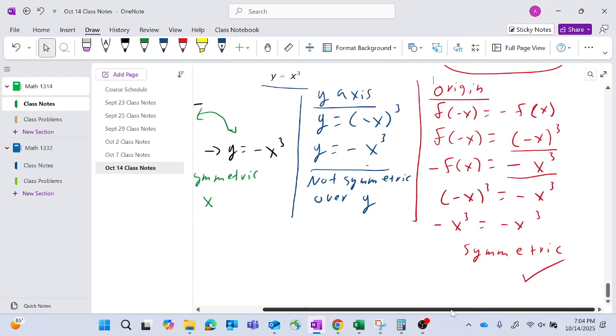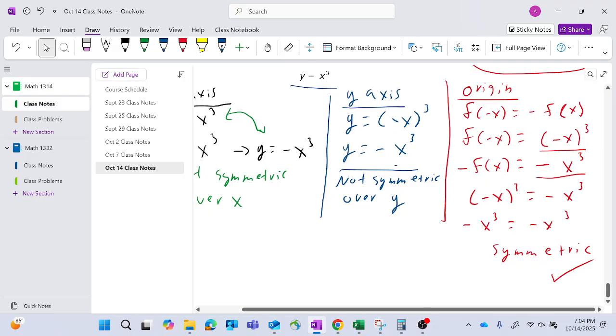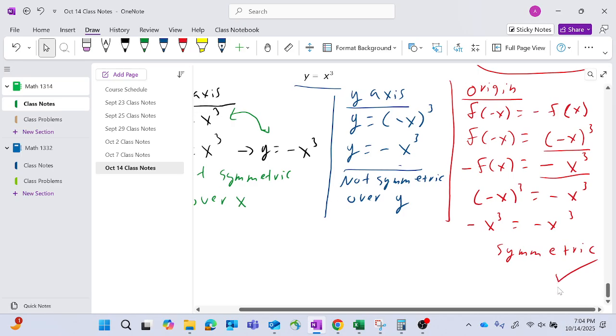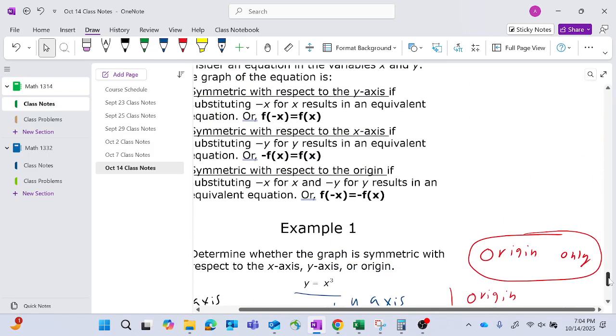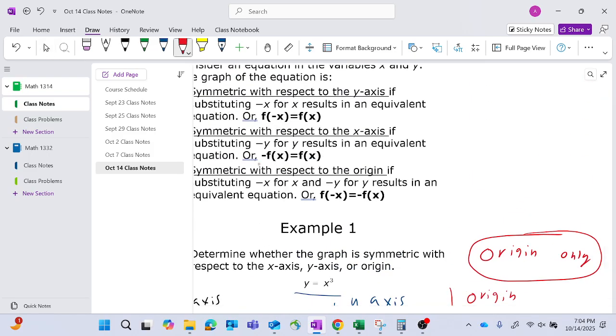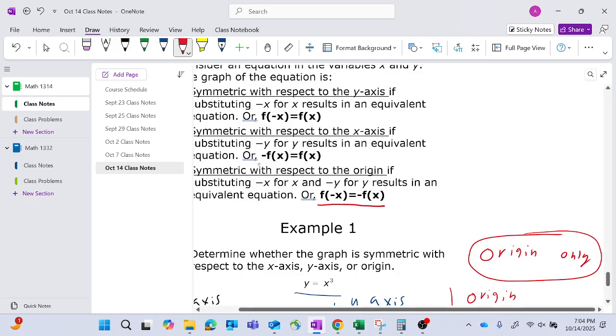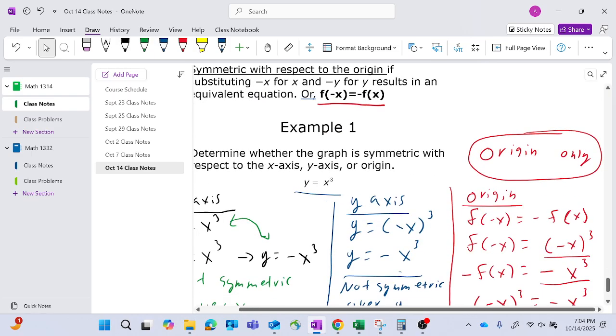Any questions about any of these three, or this problem right here? No, f of negative x equals negative f of x is the definition. To tell if it's symmetric over the origin, you use that formula right there: f of negative x equals negative f of x. That's what you're using here, and that's what I'm trying to prove.